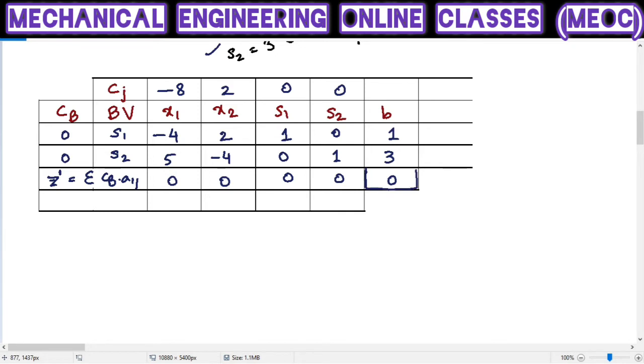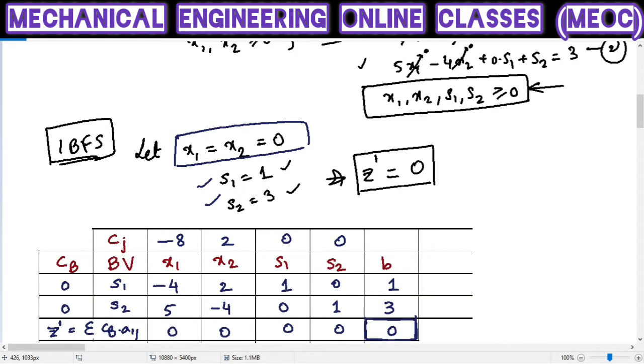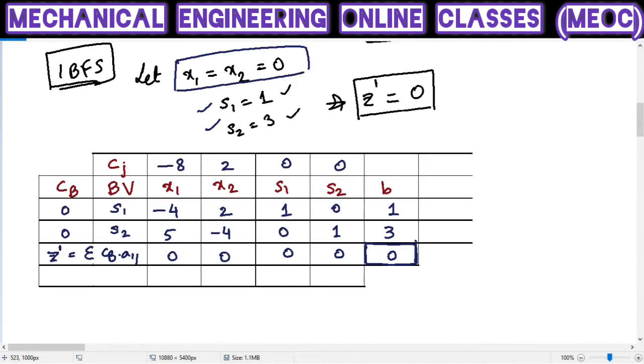So from the first table we can straight away read our IBFS. What is IBFS? x1 and x2 are zeros. Here they are not part of the basic variable set, so they are obviously 0. S1 is equal to 1, we can read it here, S2 is equal to 3, and therefore the corresponding Z dash is equal to 0, which is this. Now all that we have to do is to check whether the solution obtained so far, which is Z dash equal to 0, is the best solution or not, or can we improve it.